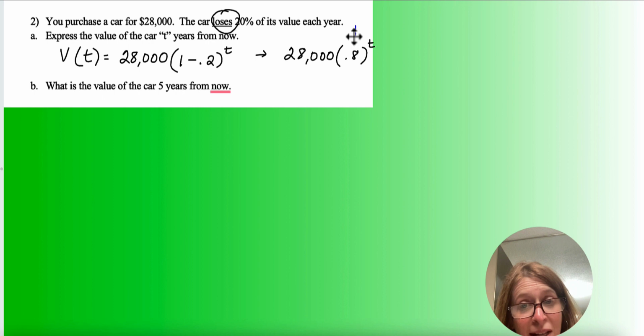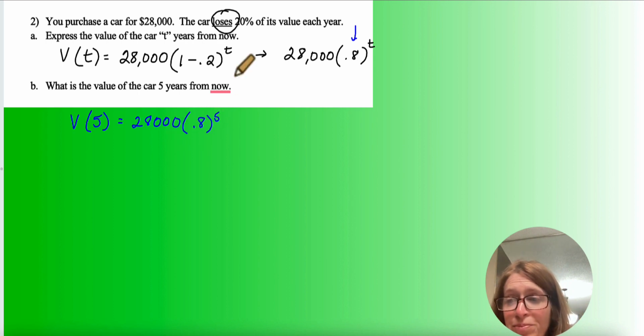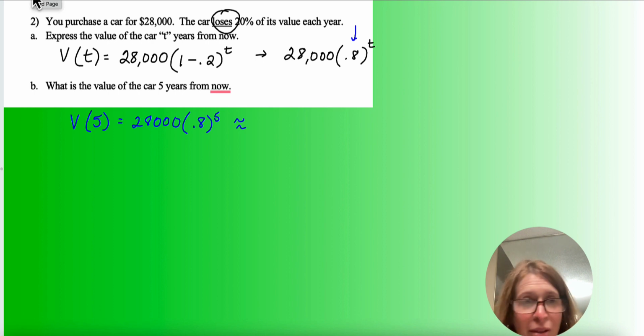So now I can look here and I can see it's decay, right? And that's where that decay comes into play. Again, it was going down by a percentage, not given as a growth rate or decay rate. So I'm going to use a decimal. What's the value 5 years from now? I'm going to do v of 5. So that would be 28,000 times 0.8 to the 5 power. Okay, I'll let you calculate that. I don't have my calculator with me right now. All right, let's look at a different example and how we can put this all together, okay?